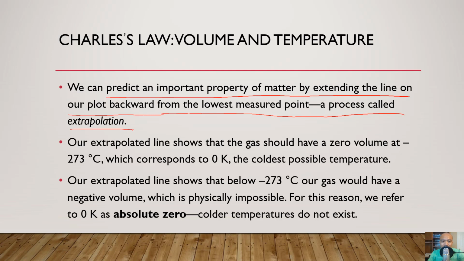Our extrapolated line shows that the gas should have a zero volume at negative 273. This is negative 273 degrees C, or more exactly, negative 273.15 Celsius degrees. And this corresponds to 0 K, the coldest possible temperature. And 0 K is also called the absolute zero, because you cannot have temperatures below that.